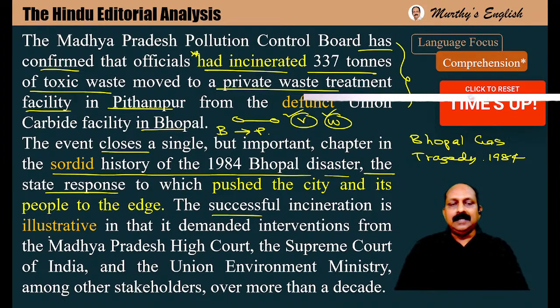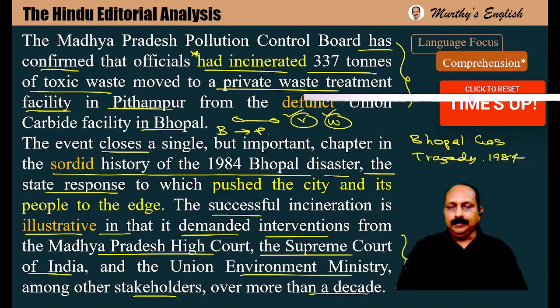The successful incineration is illustrative. Illustrative means demonstrate. It demanded interventions from the Madhya Pradesh High Court, the Supreme Court of India, and the Union Environment Ministry, among other stakeholders, over more than a decade. Initially, the state government was reluctant. It was not proactive. But this situation demanded interventions from different sources. One, High Court; second, Supreme Court; third, Union Environment Ministry; fourth, stakeholders like victims, survivors, and NGOs. Almost more than a decade they had to fight.